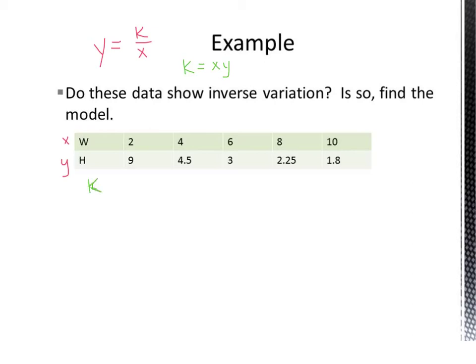So let me see if these have the same k value. k is x times y, so that's 18. 4 times 4.5, 18. 6 times 3 is 18. Hey, they all happen to be 18. Because they all have the same k value, this is an inverse variation. So we happen to have found our k value. y equals k over x. There's your model for that.